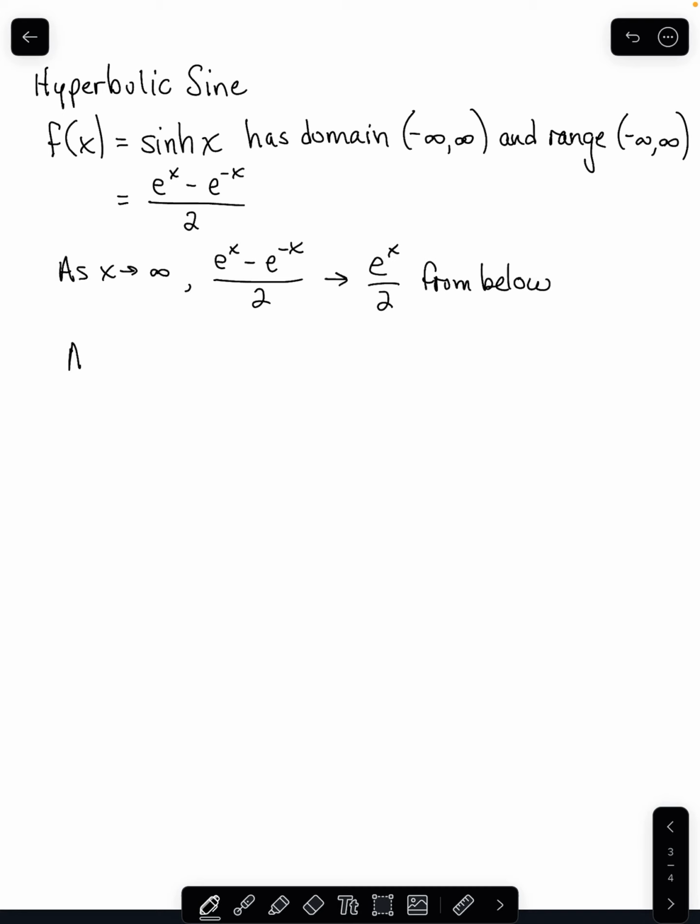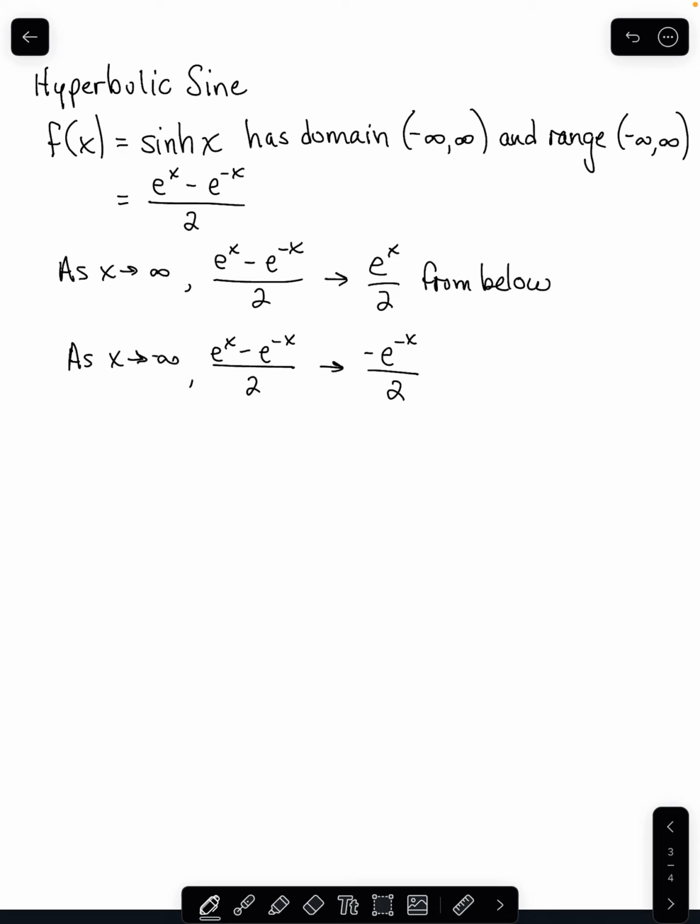On the other hand, as x approaches negative infinity, (e to the x minus e to the negative x) over 2 will actually approach negative e to the negative x over 2. Again, on the left side, for large negative values, e to the x will drop towards 0, and negative e to the negative x will get larger and larger and become the governing, the controlling factor of this. So once again, we will be asymptotic to these two functions.